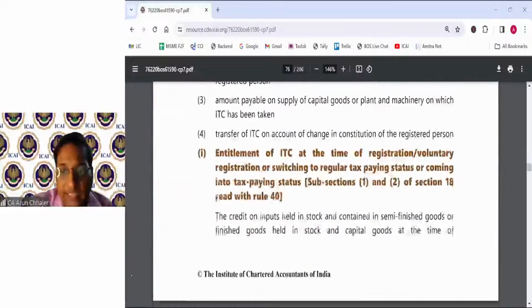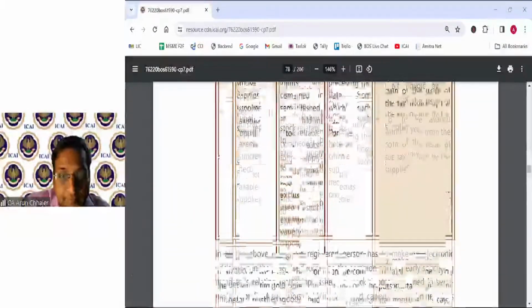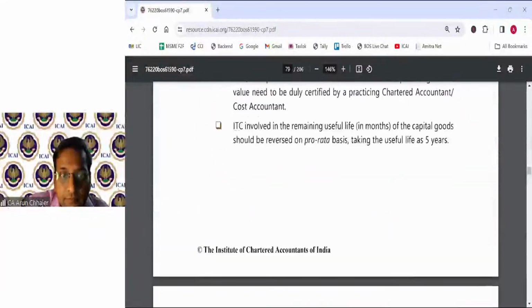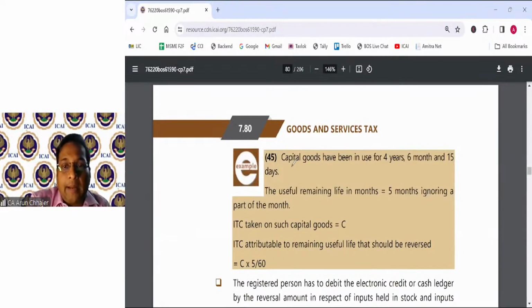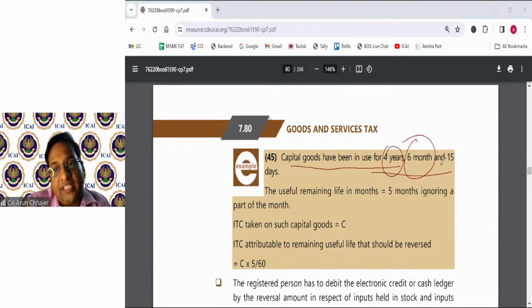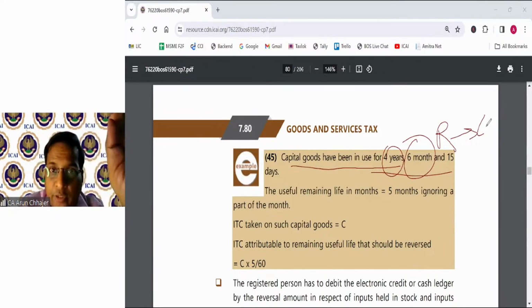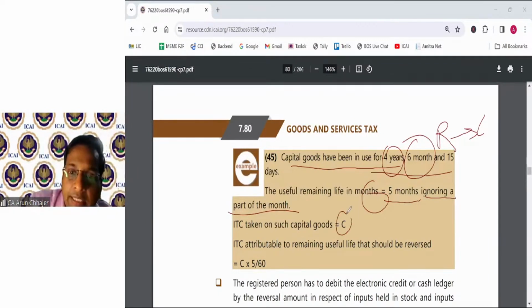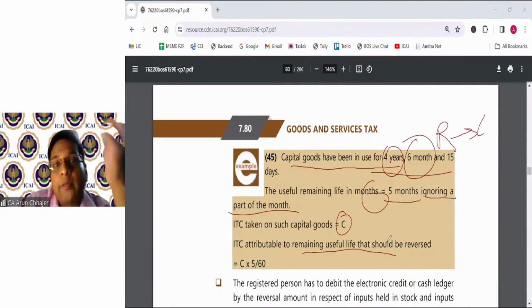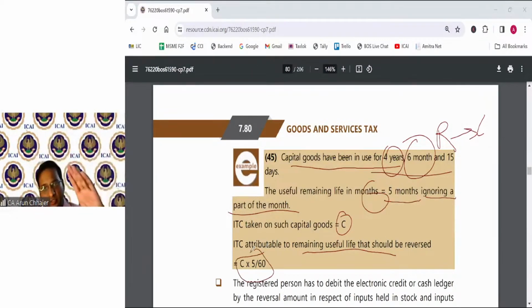One second, we have an example. Let me do one example, and then I will ask whether it is clear. Capital goods have been used for 4 years, 6 months, and 15 days. Assume he is registered under the regular category and has now shifted to composition, so 18.4 and Rule 44 sub-rule 1 come into the picture. You calculate the remaining useful life in months, 5 months, ignoring the part of the month. ITC taken on the capital goods, let's say C, then ITC attributable to the remaining useful life is C multiplied by 5 divided by 60. That means you pay the ITC proportionate to 5 months in 18.4.